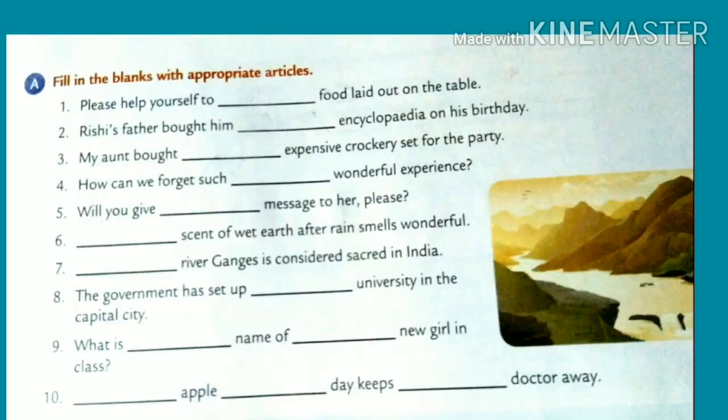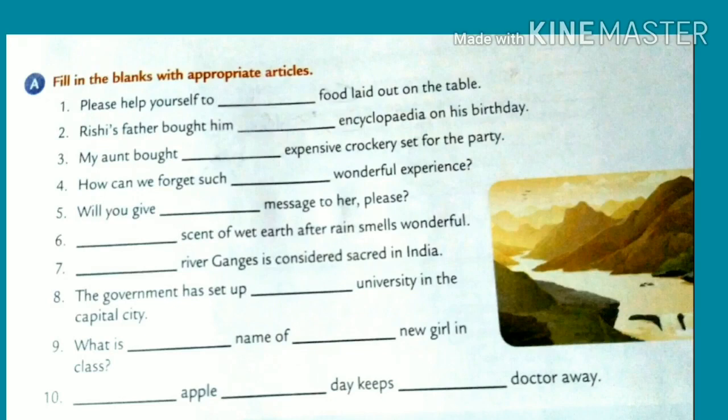Do you understand? Shall we see the exercise in this topic? I will explain a few sentences, and the remaining you do on your own. Now we can see the exercises. Fill in the blanks with appropriate articles. First one. Please help yourself to dash food laid out on the table. Identify the noun and find out whether it is specific identity or non-specific identity. Noun in the sentence is food. It is specific identity, so you have to write the article the there.